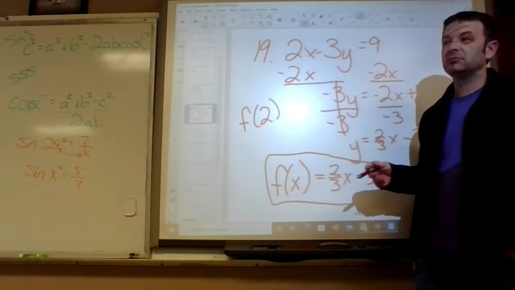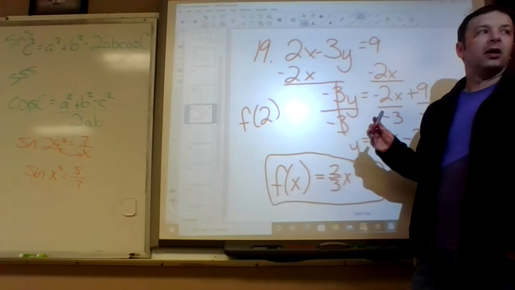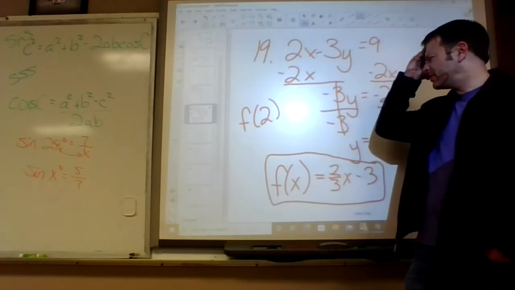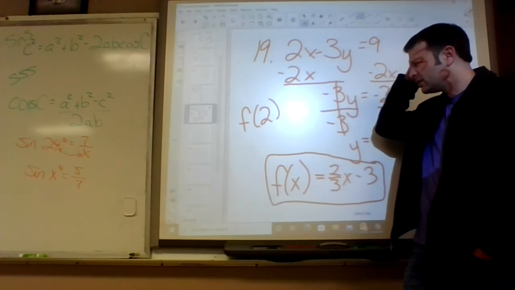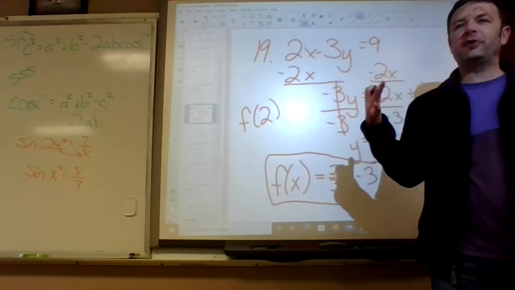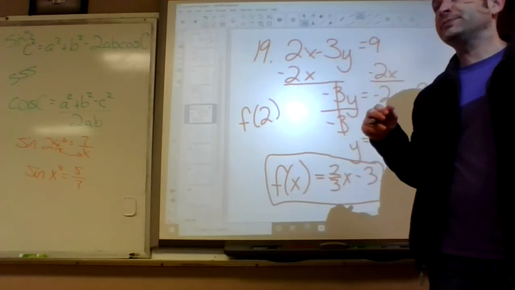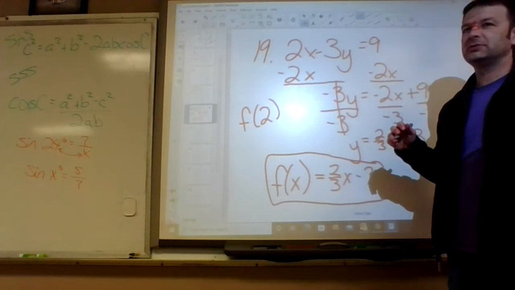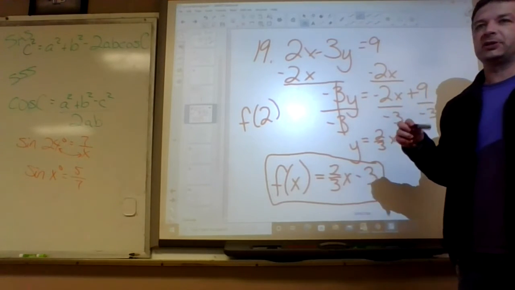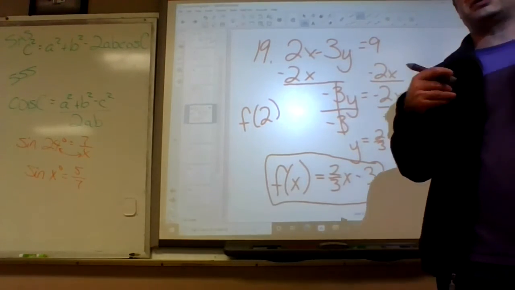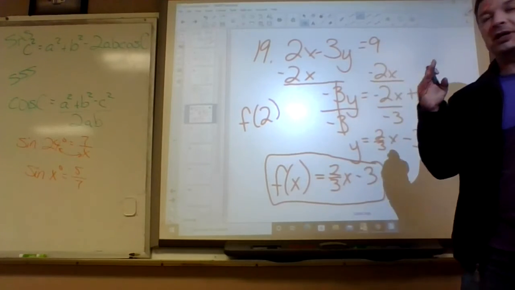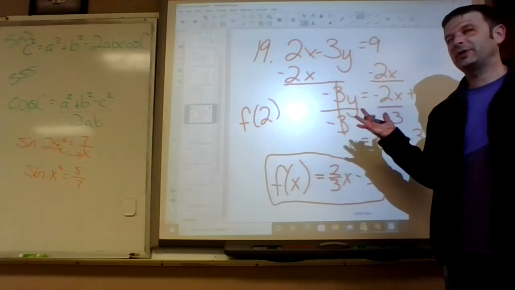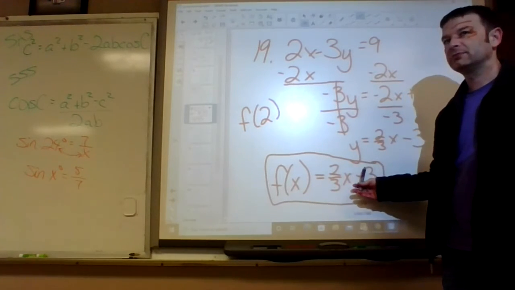Okay, f of x is just a different way of writing the same thing. It just replaces the y. Why f? It could be any letter. It's probably because the word function starts with an F. Oh, okay.